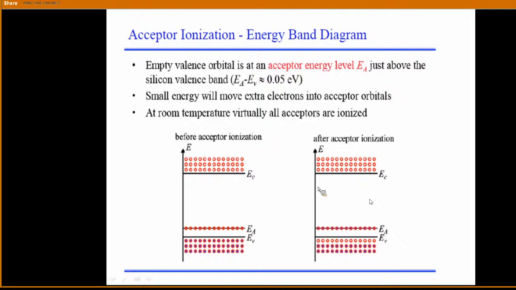Is it clear? In these two slides, the previous slide and this slide, what I am going to conclude is, in case of donor ionization, the donor energy level will be near to the conduction band. The acceptor energy level is near to the valency band. Just remember these two things.